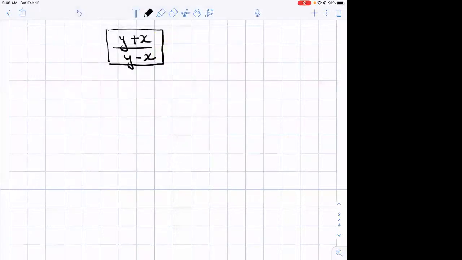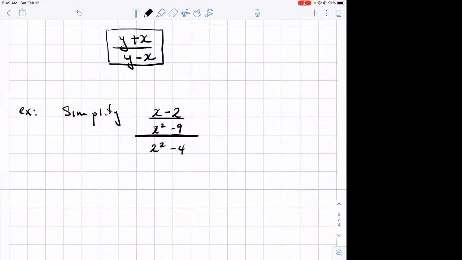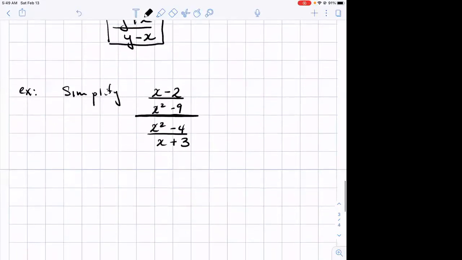If we look at another example, simplify. We have x minus 2 over x squared minus 9 divided by x squared minus 4 over x plus 3. So here is my top, the numerator, and here is my bottom, the denominator.